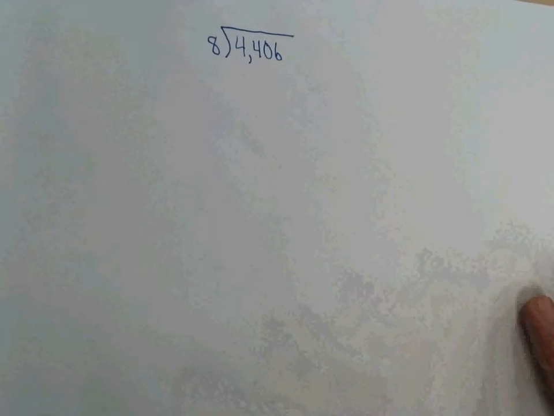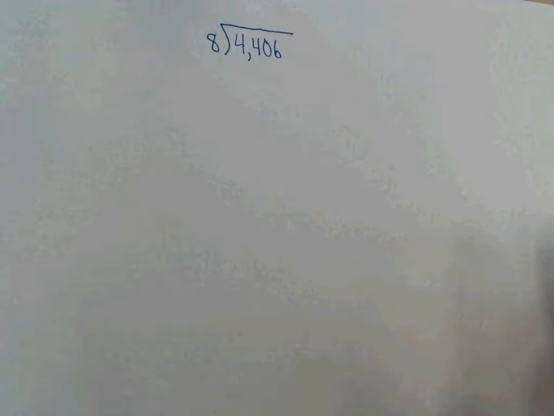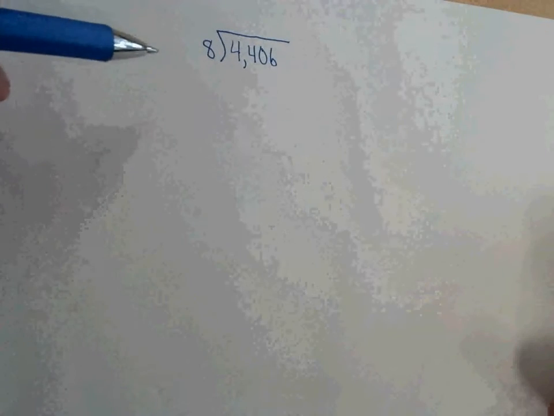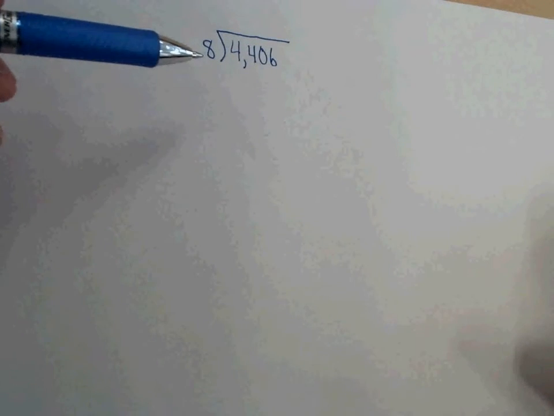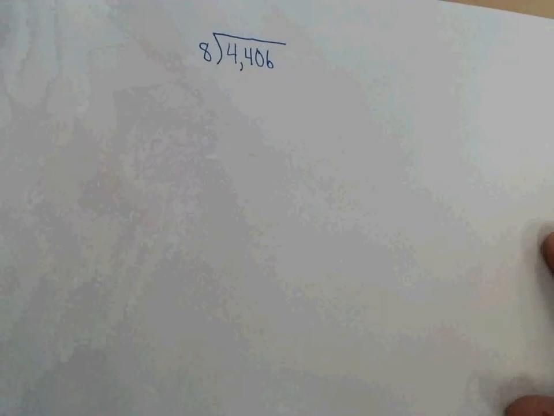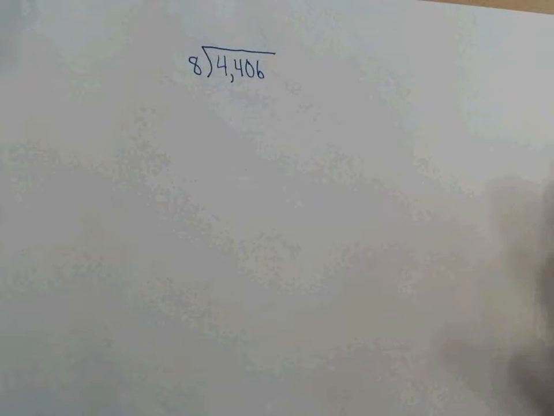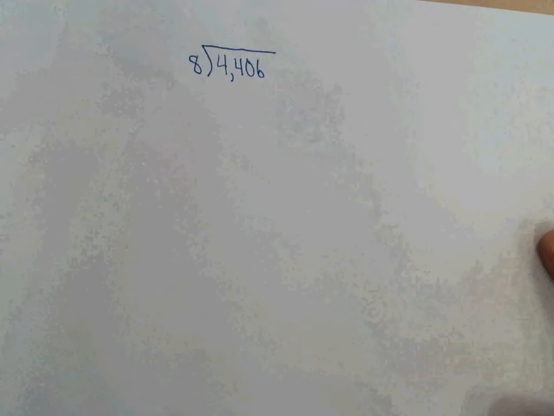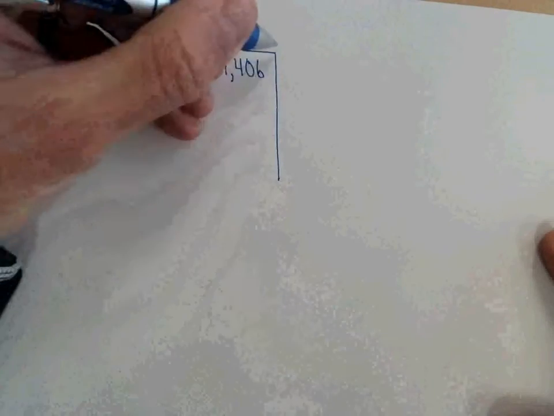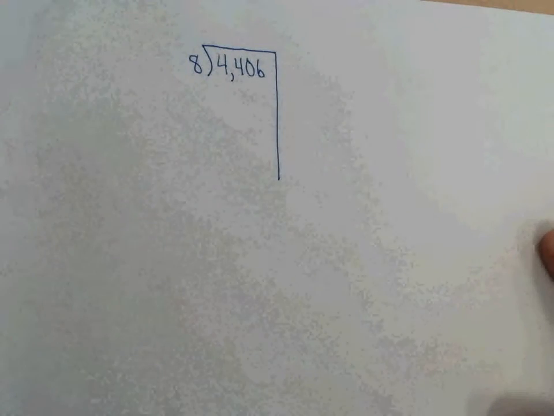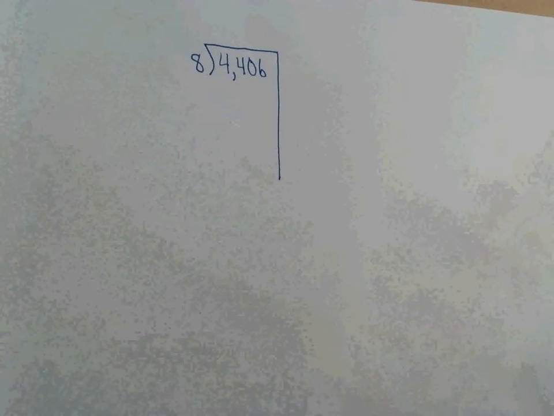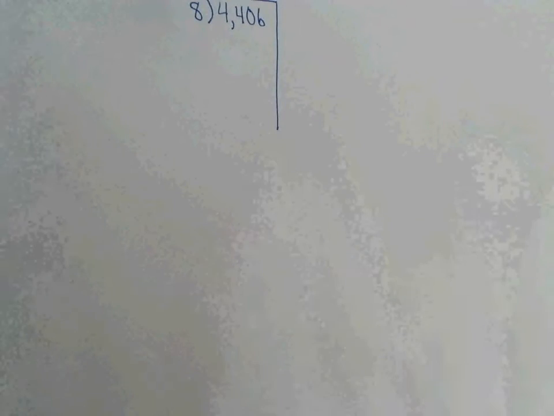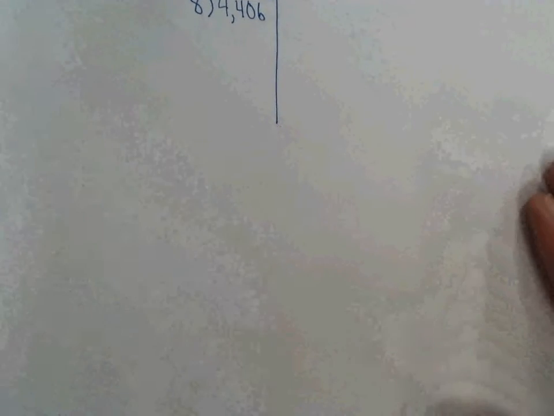Next week, what we're going to be doing is division. So we're going to have a problem that looks like this. We're going to divide 4,406 by 8. Now, if you remember the last time, we did the hangman and figured out how many times 8 goes in there and things like that. We're going to show a new method that's really going to help the students transfer to the regular algorithm.